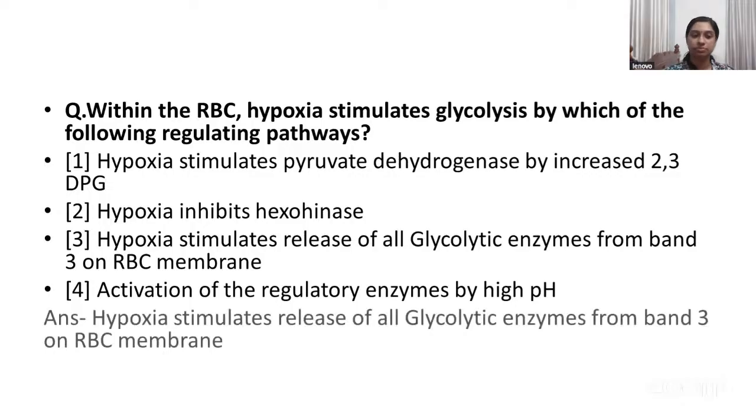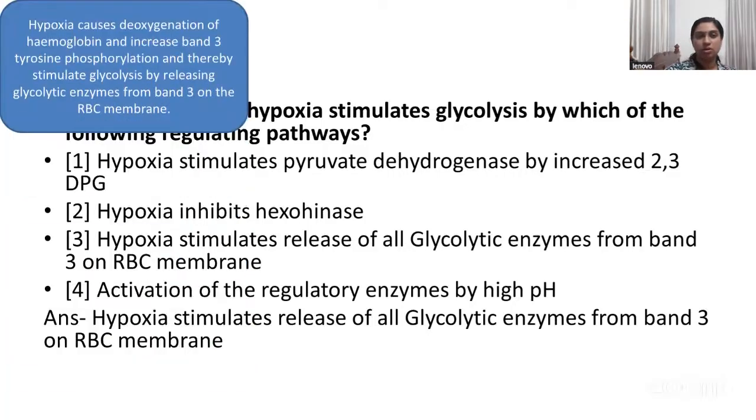What's the answer here? Hypoxia stimulates the release of all glycolytic enzymes from band 3 on the RBC membrane. That will lead to increased glycolysis and the production of 2,3 DPG. Hypoxia basically causes deoxygenation of the hemoglobin and increases band 3 tyrosine phosphorylation, and thereby stimulates glycolysis by releasing glycolytic enzymes from band 3 on the RBC membrane. Previously we also mentioned the antiport action of band 3 in the chloride shift or Hamburger phenomenon. That you can also remember along.